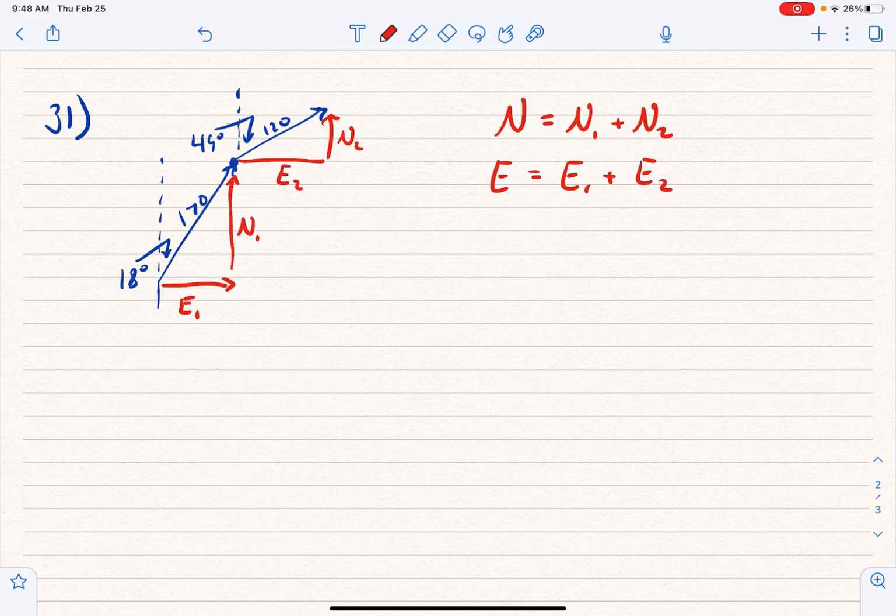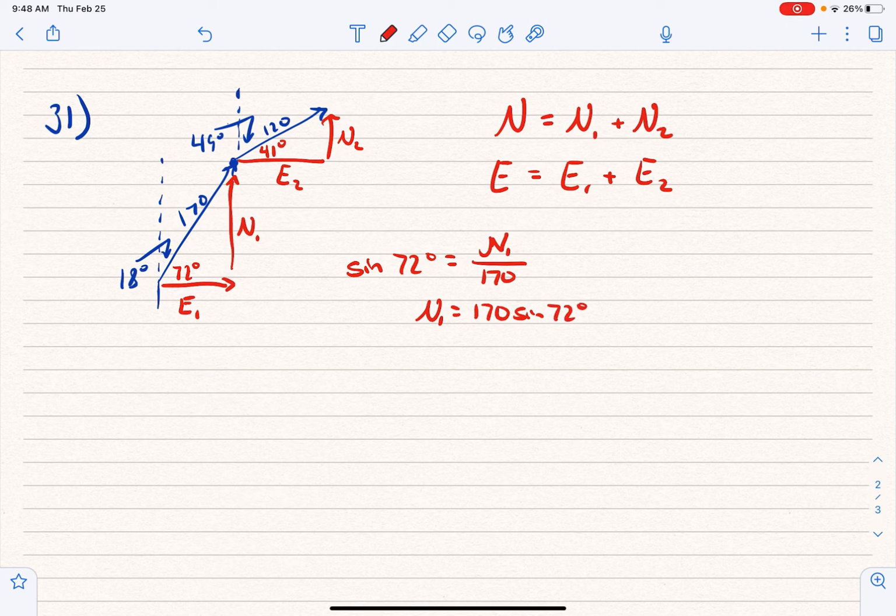Now realize if that outer angle is 18 degrees, then this inside one right here is 72 degrees. And if that outer one is 49, then this inside one would be 41 degrees. And so what I can do is focus on north first. In this first triangle, I know that the sine of 72 degrees is going to be my north 1 over that 170. So therefore, north 1 is equal to 170 times the sine of 72 degrees.